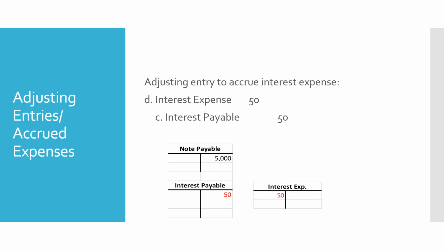So now we have the $5,000 balance in note payable. So that should only reflect the principal amount. You're going to put the interest that you owe in a separate account. And so we have interest here of $50, interest payable, interest expense. Debit to the expense account, credit to the payable account.